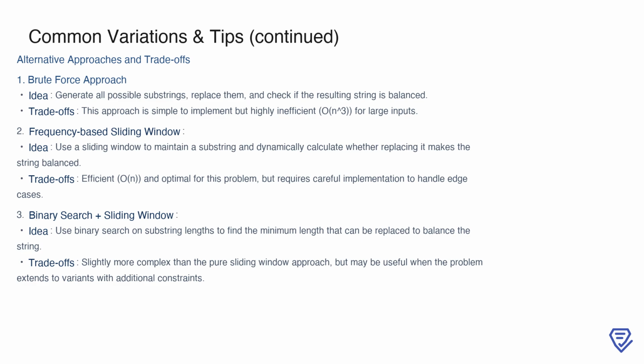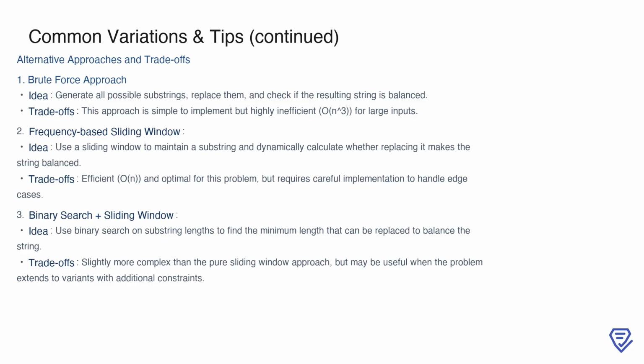A more efficient method is the frequency-based sliding window. By maintaining a dynamic substring and calculating whether replacing it balances the string, this approach achieves optimal performance with O(n) complexity. However, careful implementation is required to handle edge cases correctly.